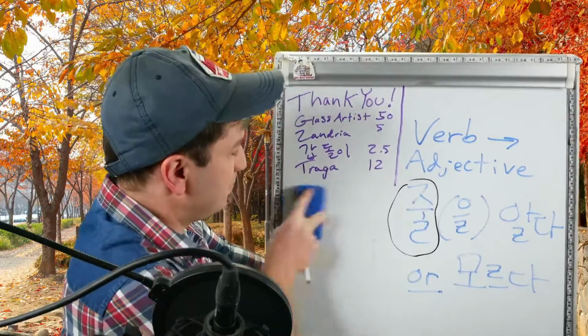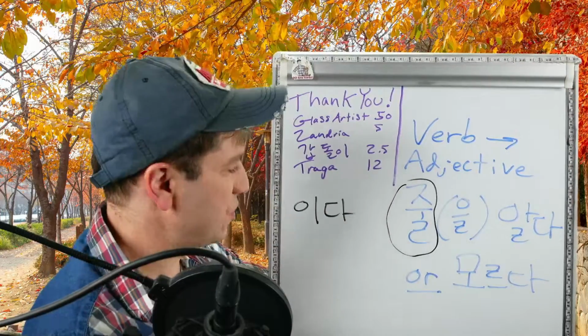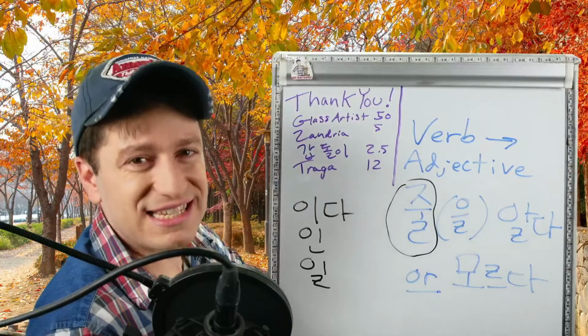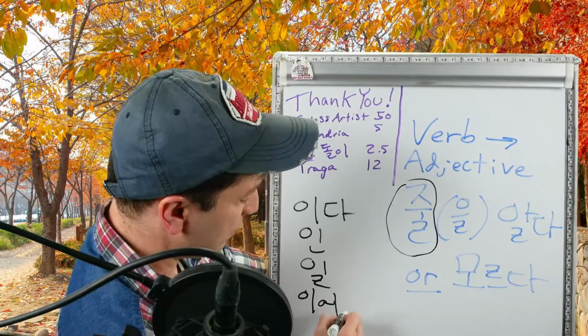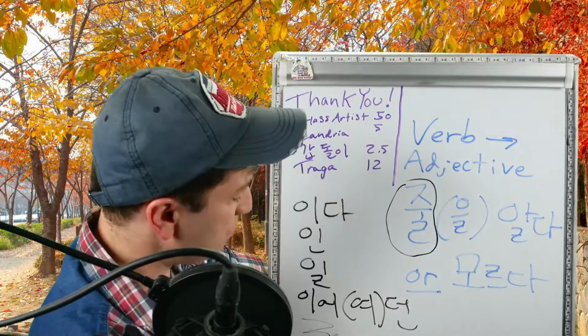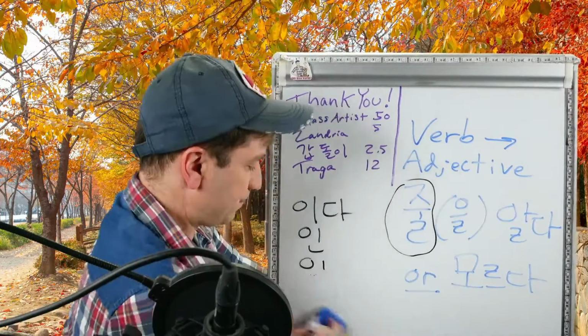Let me give you another example. A very common verb you're going to use is 이다, to be. So 이다 in the present tense is 인, in the future tense is 일, and in the past tense is either 이었던 or 였던, depending on whether it's after a consonant or a vowel. But this is the same as when you're conjugating adjectives normally.